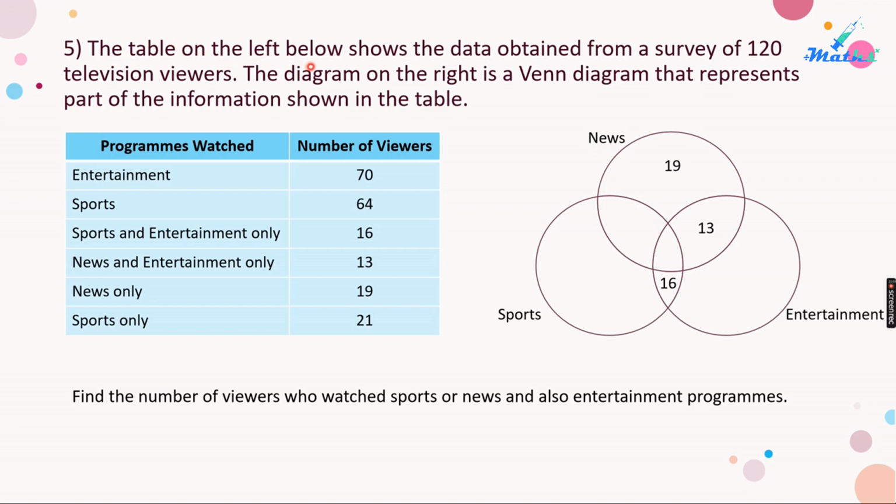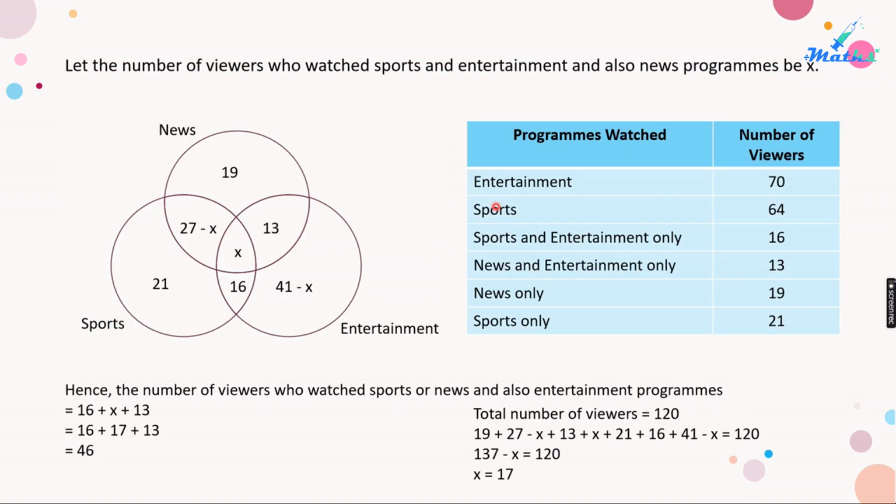5. The table on the left below shows the data obtained from a survey of 120 television viewers. The diagram on the right is the Venn diagram that represents part of the information shown in the table. We need to find the number of viewers who watch sport or news and also entertainment programs. Here are the programs watched: entertainment, sport and entertainment only, news and entertainment only, news only, and sport only. And here is the number of viewers.